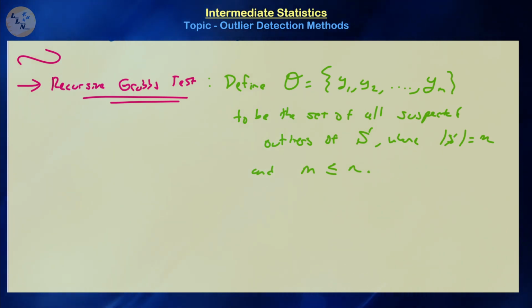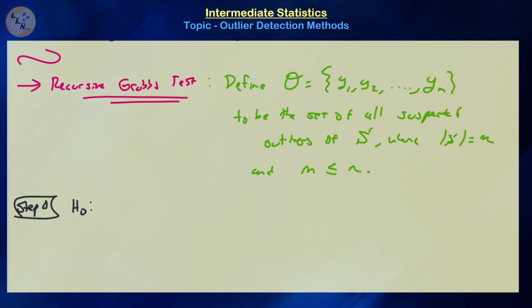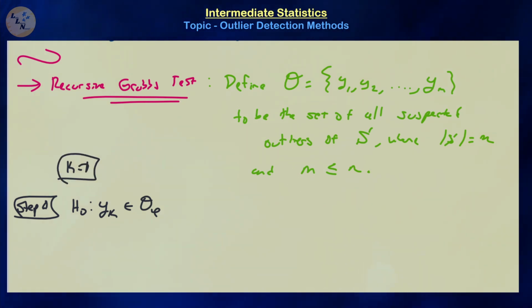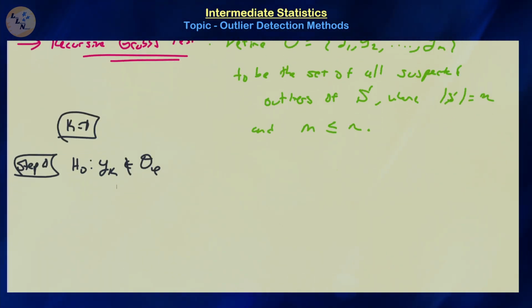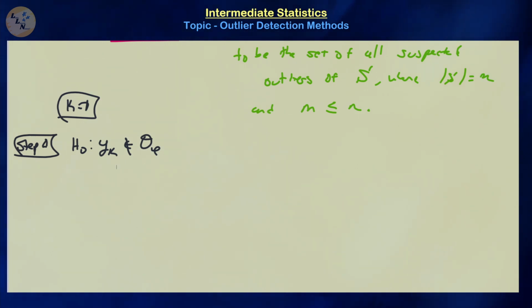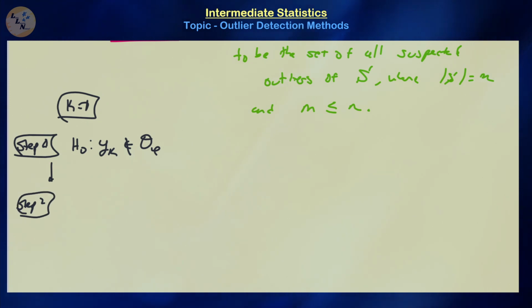So the first thing that the recursive Grubbs test does is the following. Step 1: the null hypothesis is that yk is an outlier. First we start with k equal to 1, so y1 is an outlier. Actually, Grubbs test assumes that it's not an outlier, and then we try to prove that it actually is. So we do step 2. We do Grubbs test.